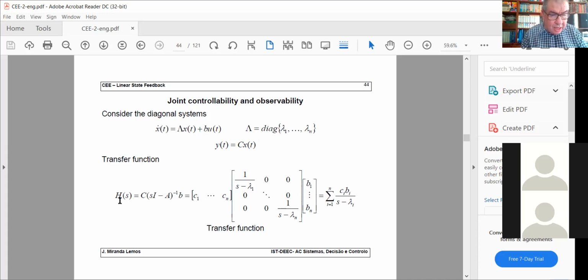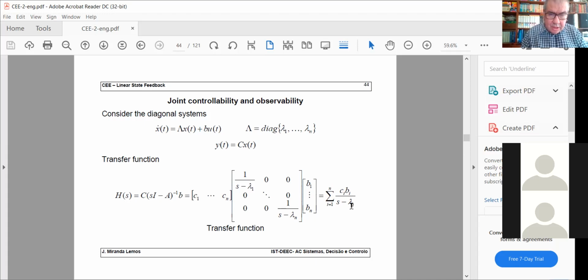Okay, so the transfer function will have an order smaller than the dimension of the state when either C equals 0, B equals 0, Ci equals 0, Bi equals 0, or you have lambda i repeated. But these are the conditions for the system to be both controllable and observable. Remember that the controllability condition was all the Bi's different from 0, no repeated lambdas. Observability conditions: all the Ci different from 0, and no repeated lambdas.